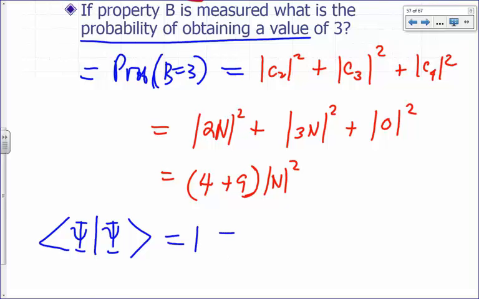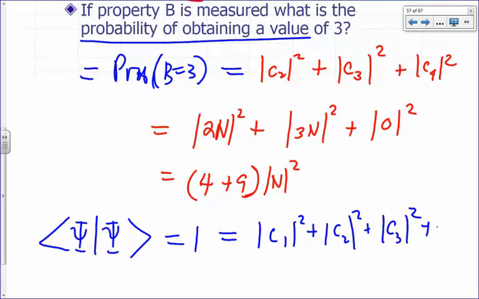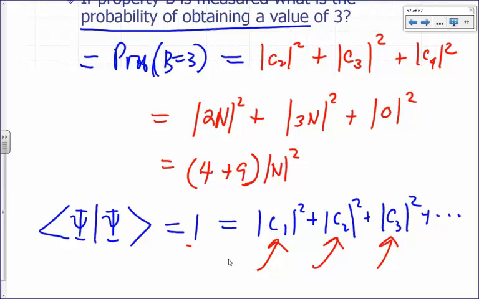This is equal to 1, and that's equal to what? C1 squared plus C2 squared plus C3 squared, and so on. You add up all the C squareds, that should add up to 1. See, this is the probability you get the eigenvalue of function 1, this is the probability that you get the eigenvalue of function 2, plus the probability that you get the eigenvalue of function 3, and so on. Add up all of those probabilities, they should equal 1.